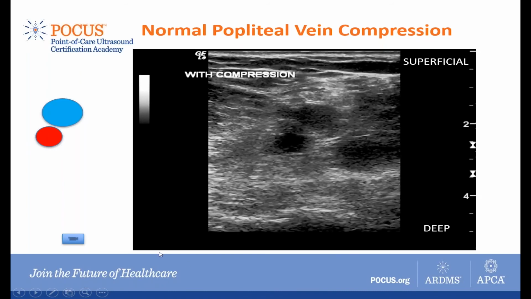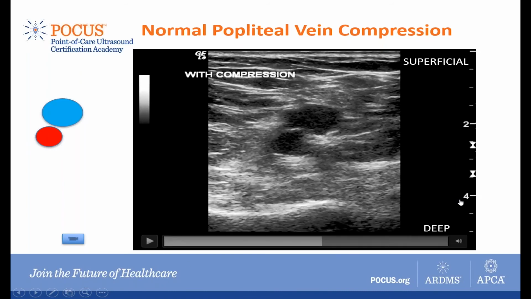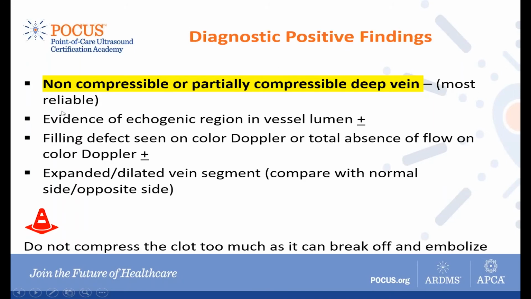So the test, as you can see, is very, very simple. There's nothing complicated about it. If so, how would you diagnose it? It's either you see the clot, if it's present, but that's not very reliable at times because it could be artifact too. The most reliable thing is the compressibility. So non-compression or a partially compressible deep vein.